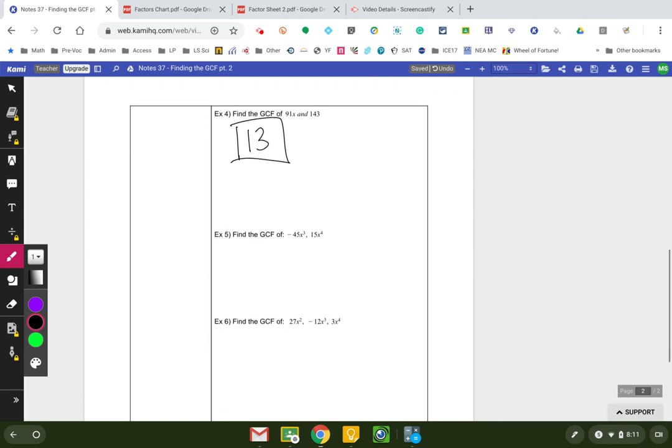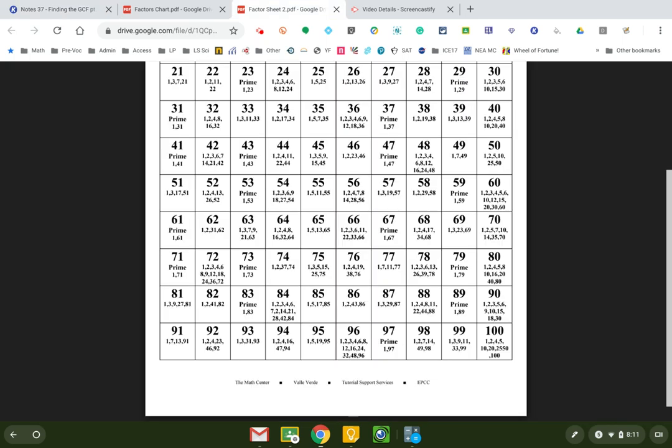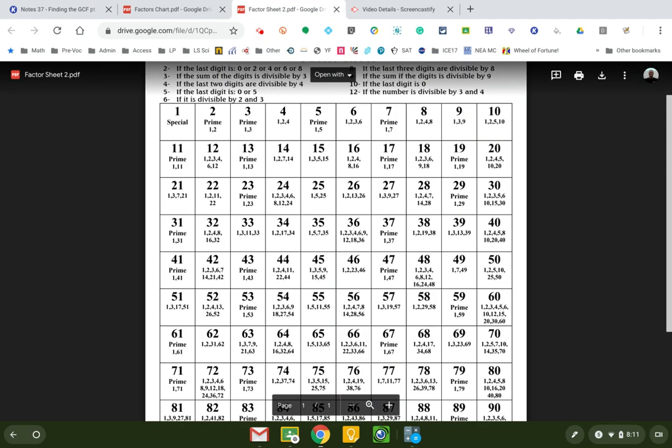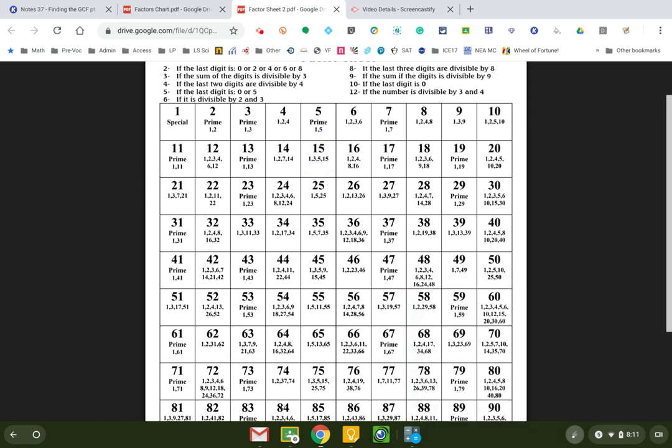All right. Two more examples, and then I'll set you free to go do your stuff. So if I look right here, I've got negative 45x to the third and 15x to the fourth. So what I'm going to do is go to my factor chart. I'm going to look at 15 and 45. I'm always going to start with the biggest number on this list to see if it's on the other list. So 15 is on here and happens to be on there too. So 15 is my greatest common factor for the number.